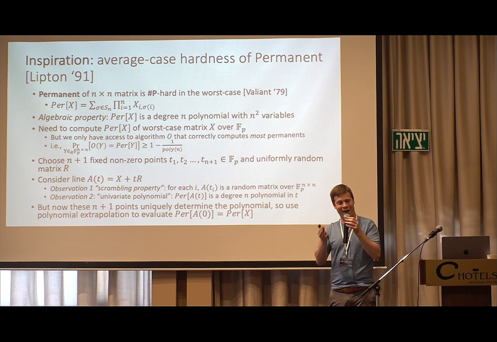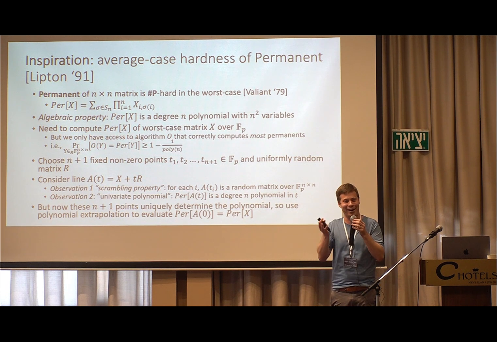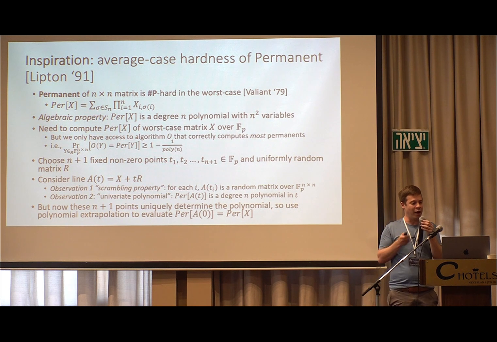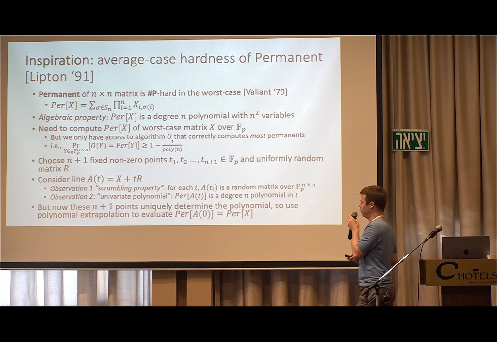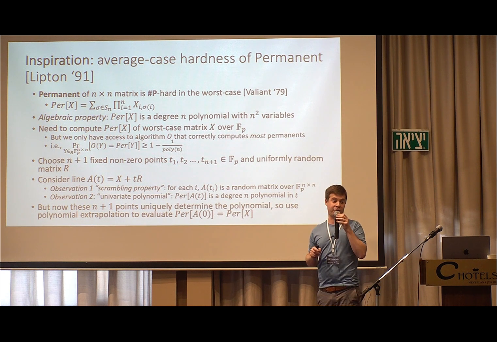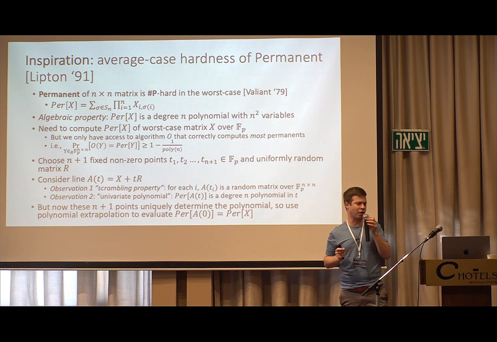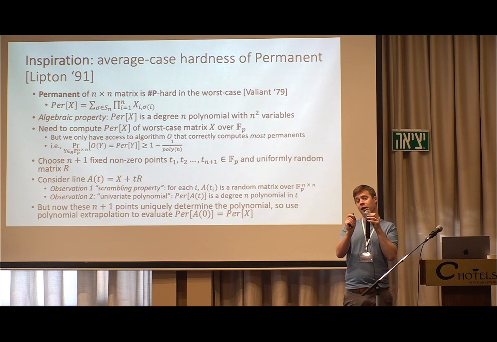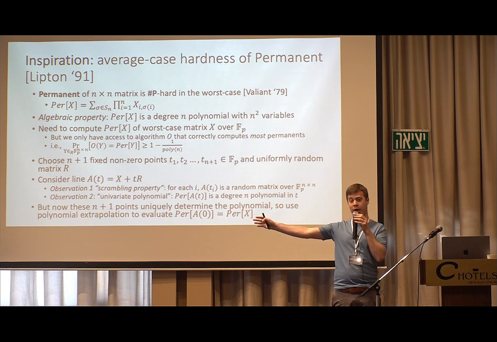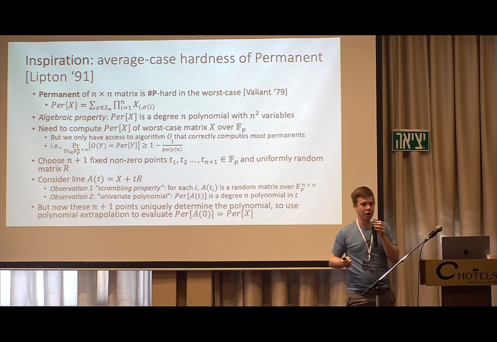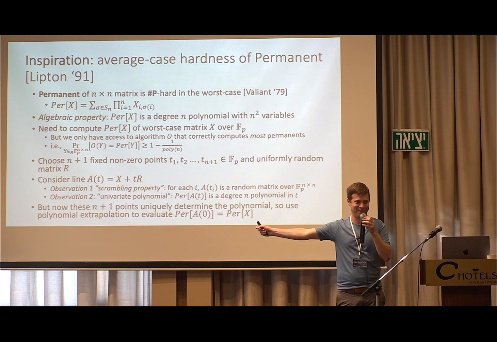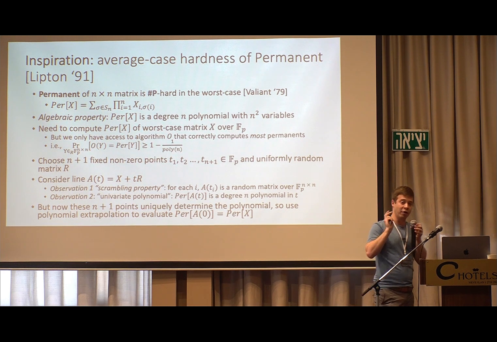Once we do that, once we have the permanent of A of t in our hands, it's trivial to get back the permanent of X, our worst case matrix, by evaluating at t equals 0. Because when t is equal to 0, A of t is equal to X by construction. Now, the reason this works, to be clear, despite the fact that this box is faulty, is that if the success probability of O is sufficiently high, like 1 minus 1 over, let's say, 3 times n, we can ensure by a union bound that that box is correct on all n plus 1 points. And then, indeed, everything works.